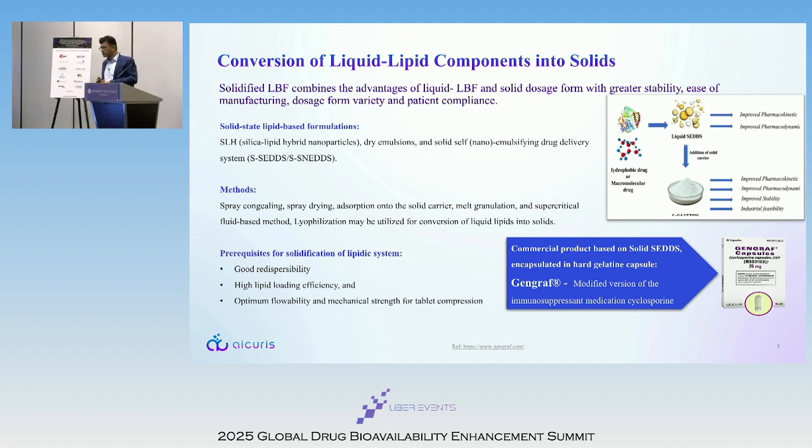We learned yesterday there are different processes possible. There are different carrier options, ranging from MCCs to silicas. We can go for different methods listed here: simple blending, followed by melt granulation. Supercritical fluid extraction, where CO2 can be used, is also quite important. But let's not make it so complex. We try to keep it as simple as possible when it comes to drug discovery.